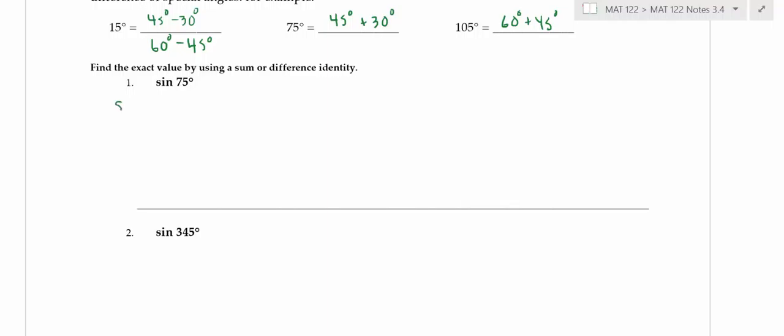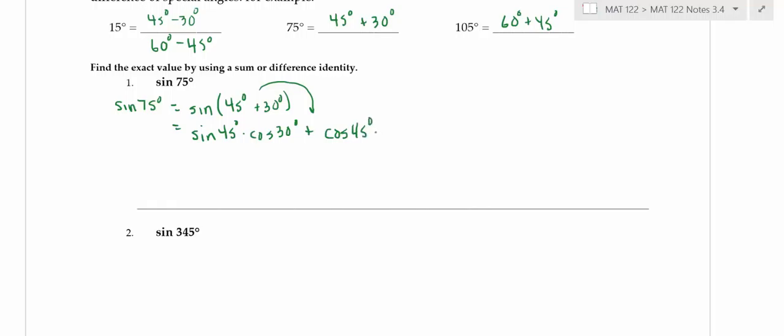Okay, so we're going to deal with the sine. And what I'm going to do on this one to begin with, I'm going to write the sine of 75 degrees as the sine of 45 degrees plus 30 degrees. Okay, so we will pull out the identity. The identity goes like this. You do the sine of the first angle multiplied by the cosine of the second angle. Then you use the same sign, the plus sign. Then you do it backwards. You do the cosine of the first angle multiplied by the sine of the second angle. So again, like I said, it's sine, cosine, cosine, sine, same sign.